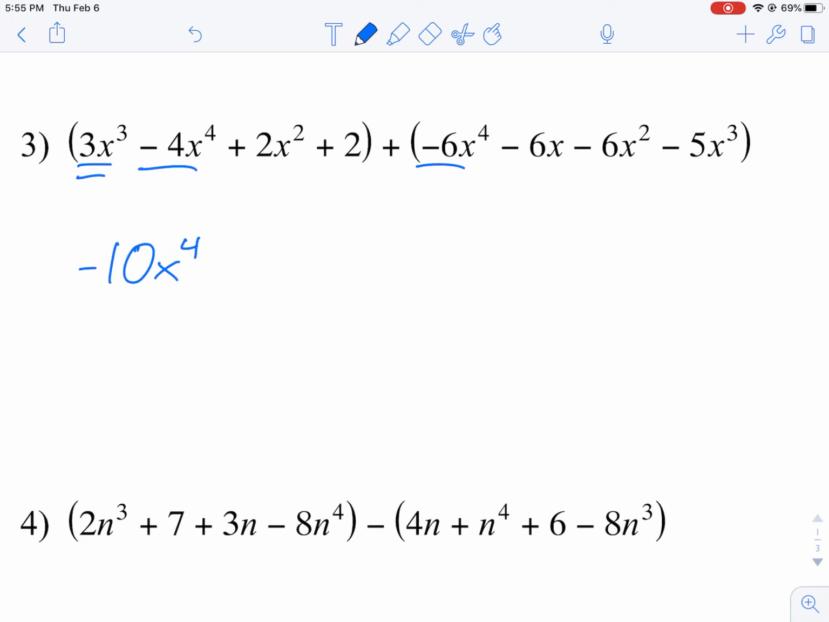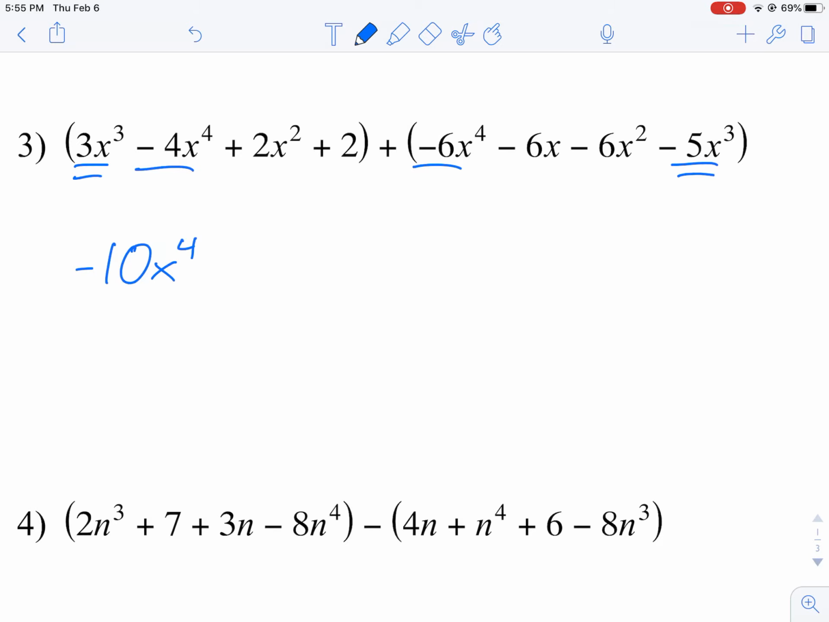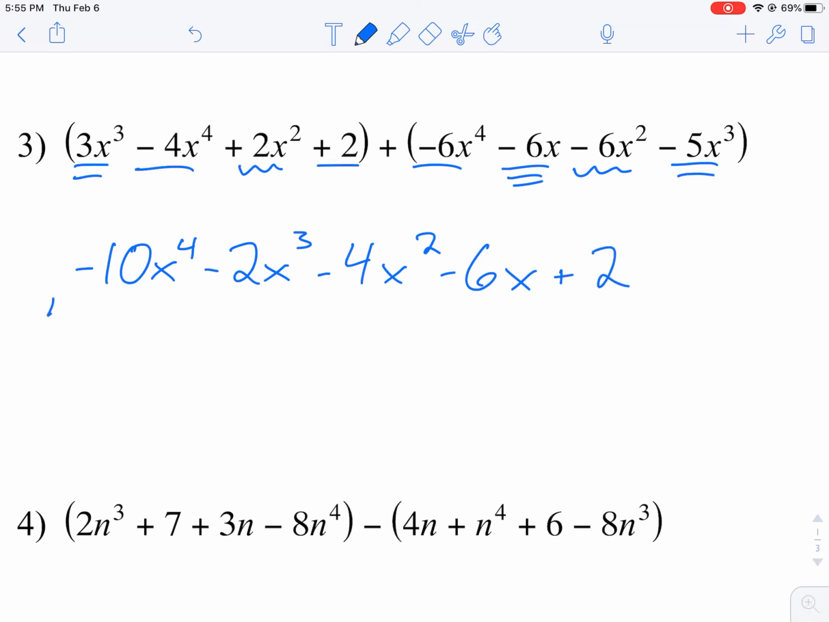So 3x to the third minus 5x to the third, negative 2x to the third power. Then the squareds, 2x squared minus 6x squared, negative 4x squareds. Then I've got this guy over here, negative 6x, all alone, so minus 6x, and then this positive 2, plus 2.